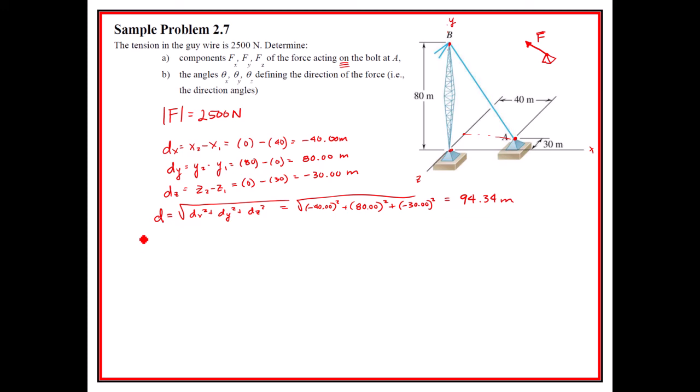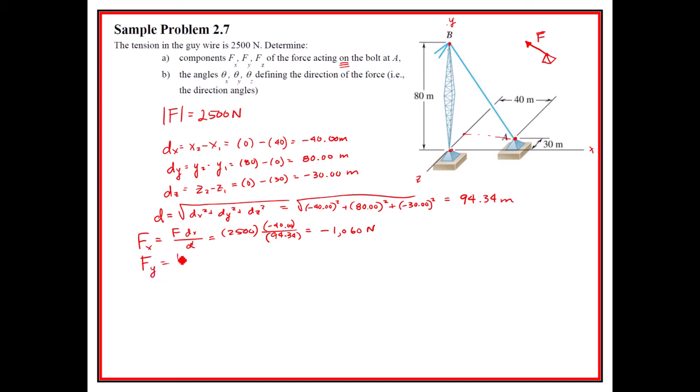So when we go to Fx, we can find that by taking the magnitude F times dx and dividing it by d, or 2,500, and then we could even put this over to the side, negative 40 over 94.34, and get a negative 1,060 newtons.